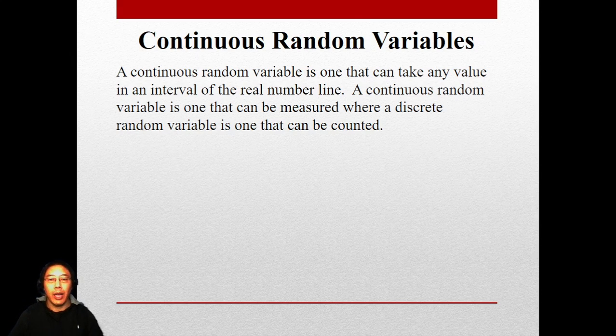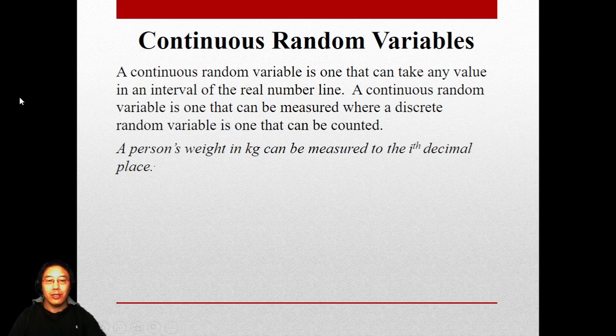Okay, think about a measurement. A continuous random variable is one that can be measured, whereas a discrete random variable is one that can be counted. So here's the main difference. Anything to do with measurements like length, mass, or duration is considered continuous. What is just done is an estimation.